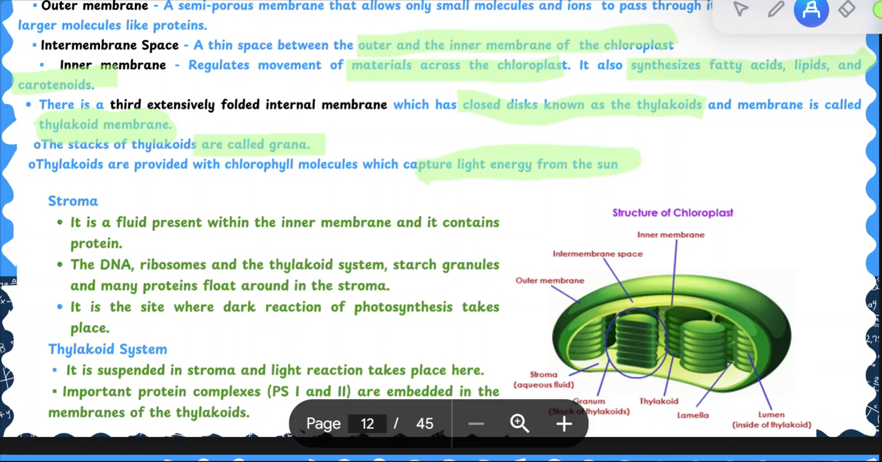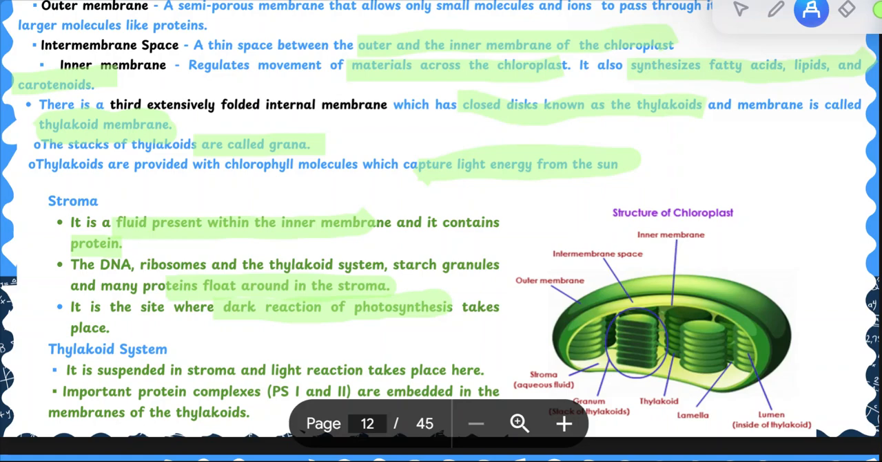Then there is a fluid present within the inner membrane called the stroma, and it contains proteins and ribosomes and enzymes that are important for the function of a chloroplast. The DNA, ribosomes and the thylakoid system, starch granules, and many proteins, all of them are floating around in the stroma. It is the place where the dark reaction of photosynthesis, a light independent reaction of photosynthesis, takes place.